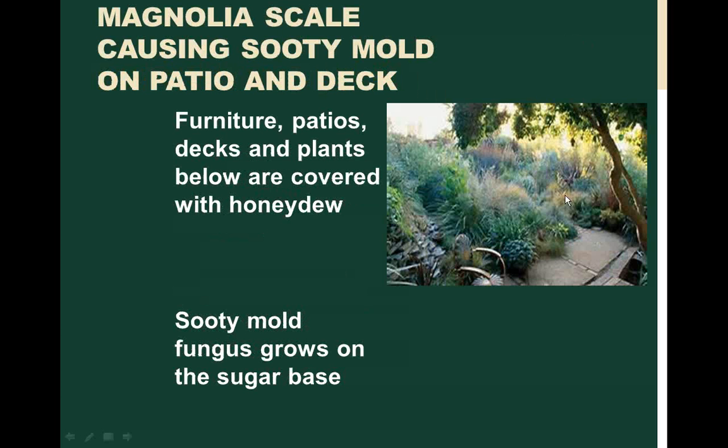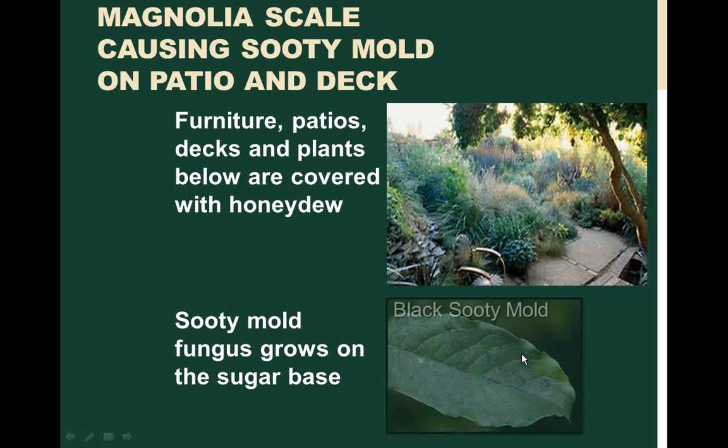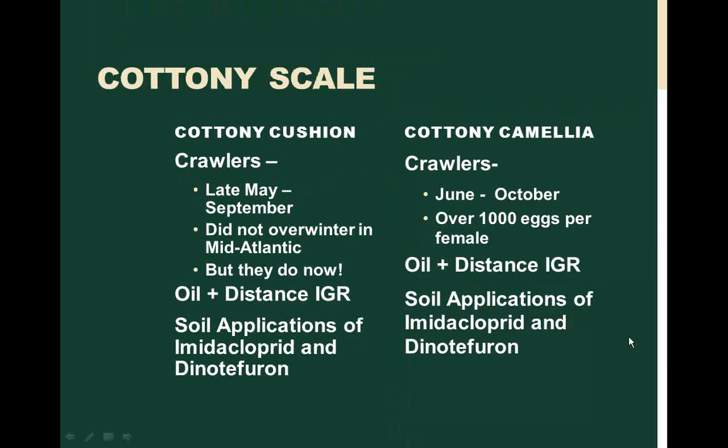Another problem that you can see develop from magnolia scale is anything that's growing beneath a magnolia, whether it be shrubs or perennials, garden furniture, tables. Over the years, I've seen people complain more about the black sooty mold fungus than the actual infestation on the tree. So in order to control the sooty mold fungus on the property, you just control the scale on the tree. Very simple.